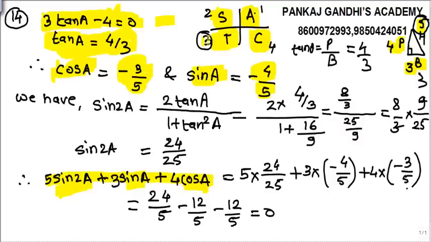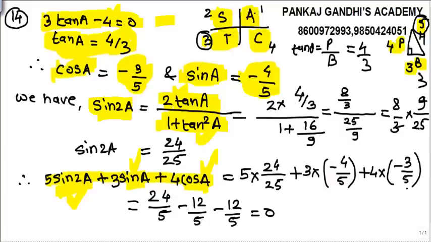Why? Because it's in the third quadrant, and in the third quadrant only tan theta is positive and others are negative. Similarly sin A is equal to minus 4 by 5. So we got the value of sin A and cos A, but we don't know the value of sin 2A now. So we have the formula sin 2A is equal to 2 tan A upon 1 plus tan square A. For that we must know the tan A value and tan square A value.